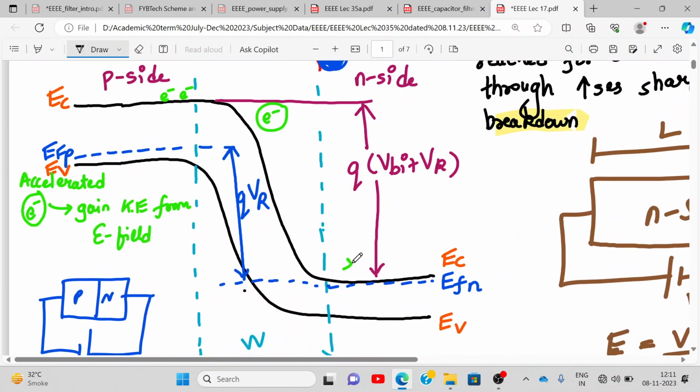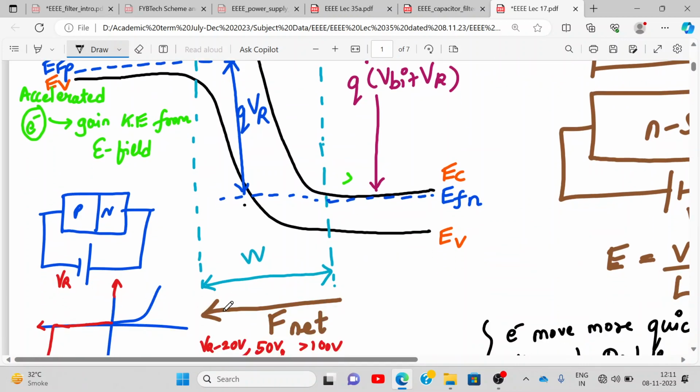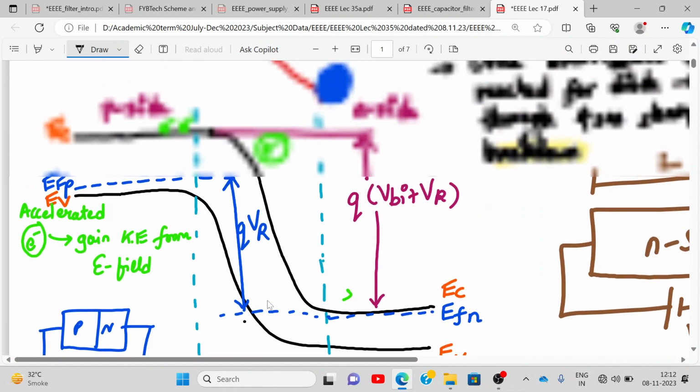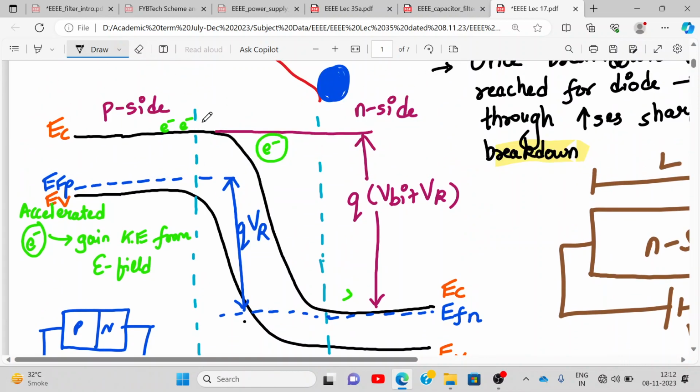Now, what happens? See, if I increase the voltage, I have a very large electric field in this direction. My electric field is in this direction, right? That electric field is going from right to left, and electrons will run away from the electric field. So the electric field is becoming more and more powerful. So what it will do is, these minority carrier electrons which are there on the P side get accelerated by this very high electric field.